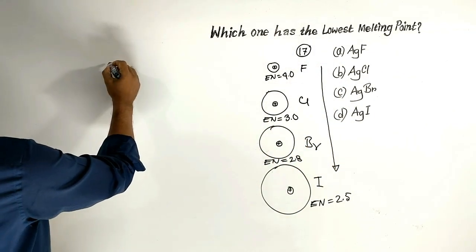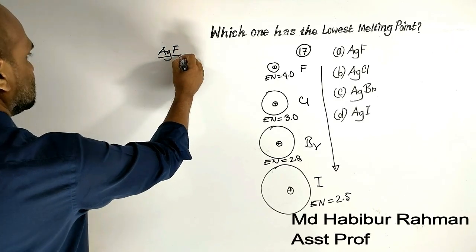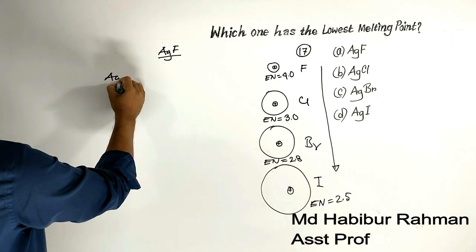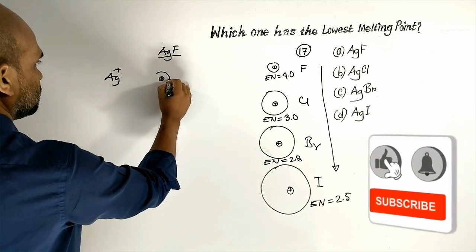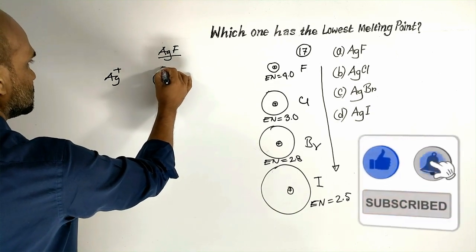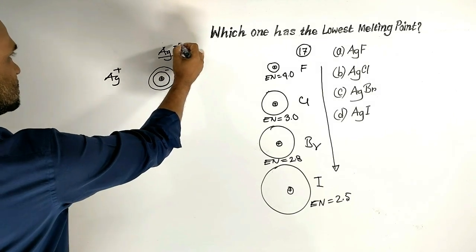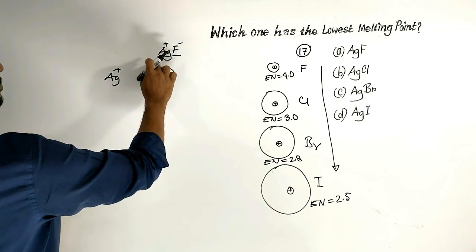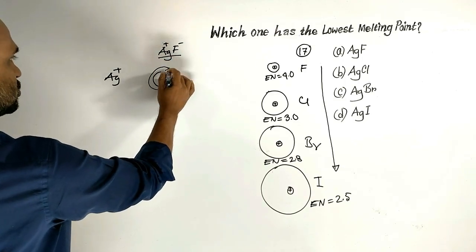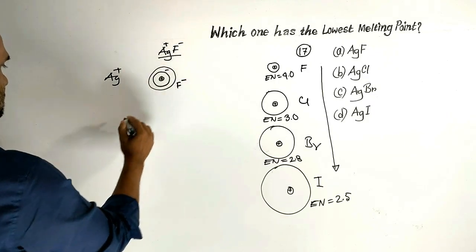First of all, silver fluoride. Silver plus fluorine, which is smaller in size. Suppose this is the electron cloud. Negatively charged fluoride ion and silver ion. This is the electron cloud of the fluoride ion.